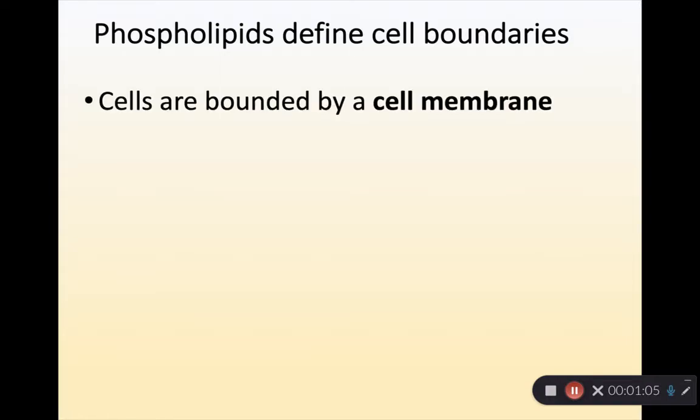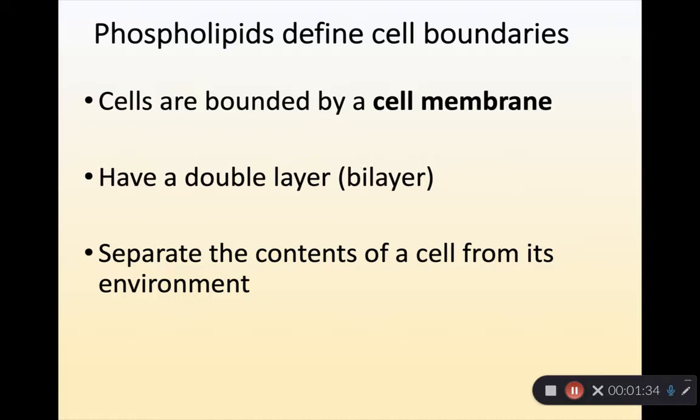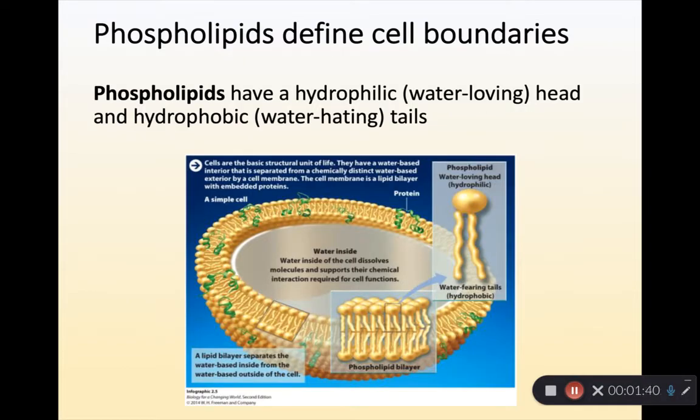We talked about this in our previous lecture when we were looking at the different types of lipids. One of the most important ones are phospholipids, where you have a phosphate head and lipid tails that are both hydrophobic and hydrophilic. Ultimately, cells are bounded by a cell membrane, and they have this bilayer. It separates the contents of a cell from its environment, and these cell membranes are created using phospholipids.